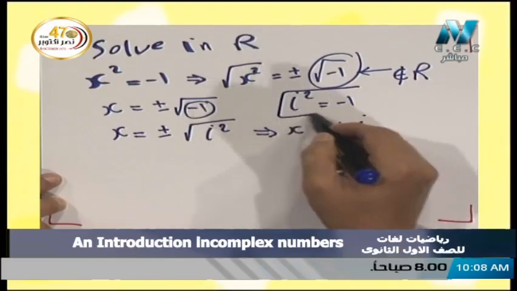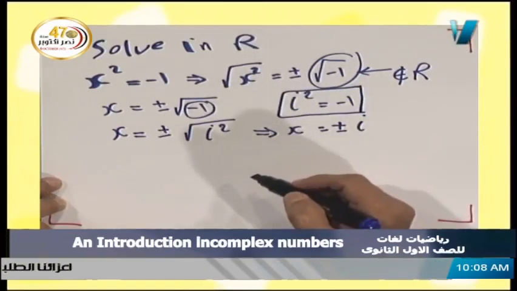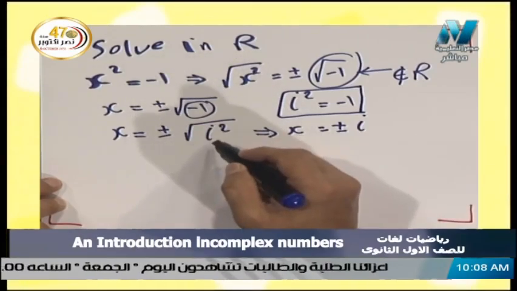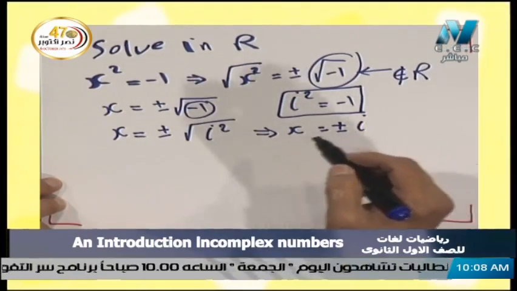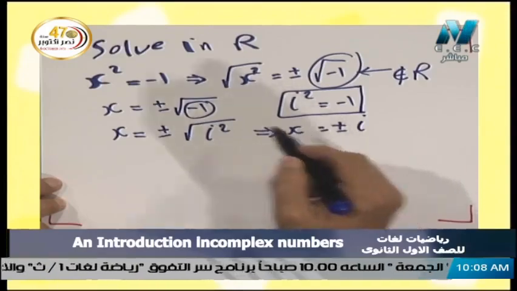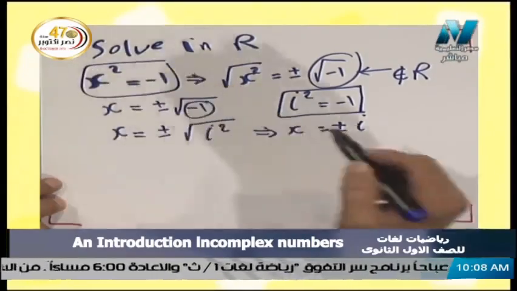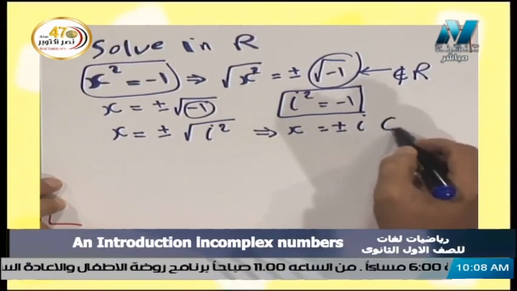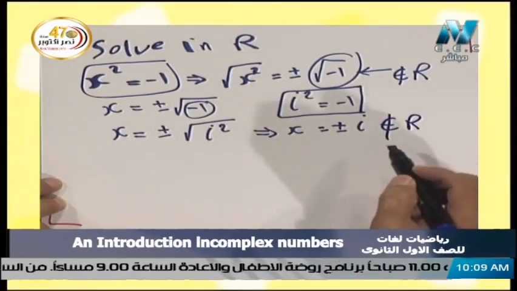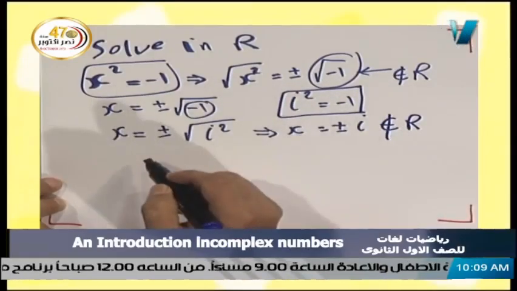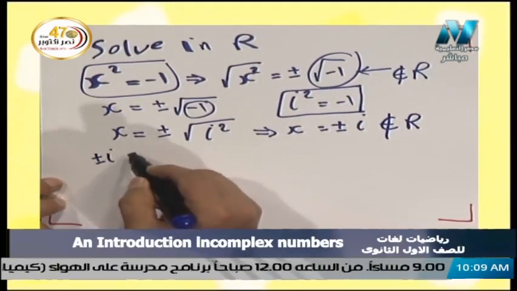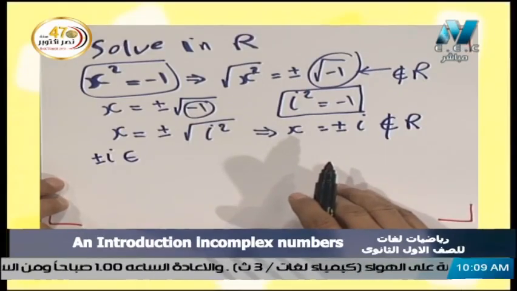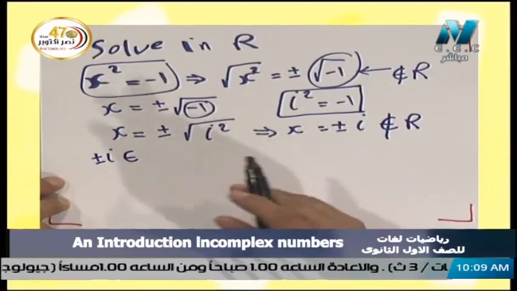Look carefully at this definition. i power 2 equals -1. So the square root of i power 2 equals i. So here the solution set of this equation is x equals positive or negative i, but this solution doesn't belong to R. It belongs to something called the set of complex numbers.